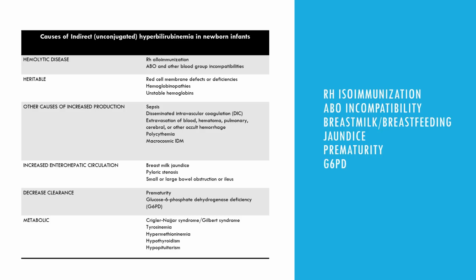You have different categories of hemolytic disease, which we will talk about too. The heritable ones, so you inherited this from your parents, it's genetic. So that's some of those red cell membrane defects or enzyme deficiencies, the hemoglobinopathies. Other, I love it when there's an other category, like we don't know, it's other. Sepsis, DIC, extravasation of blood. Oh, see, I said it right this time. Polycythemia, and then this is where our IDM babies come in. So it's increased production. That was one of the three concepts that I was talking about earlier.